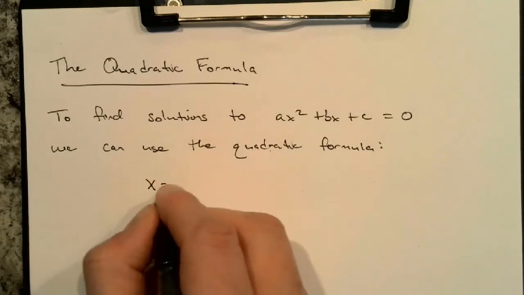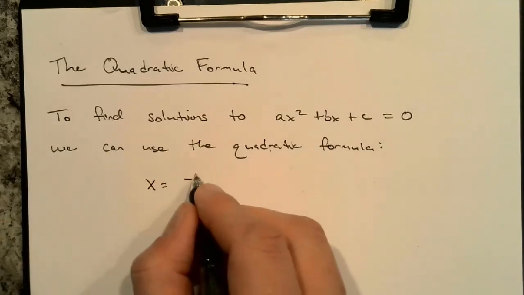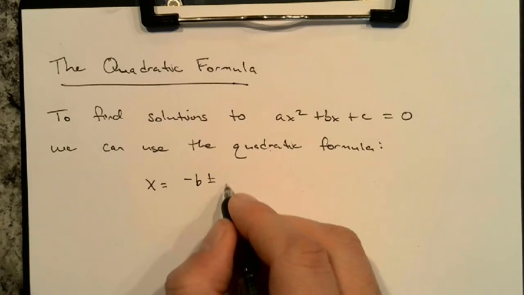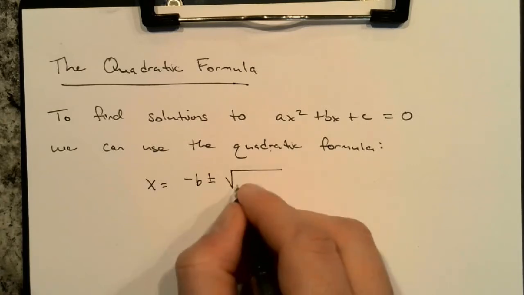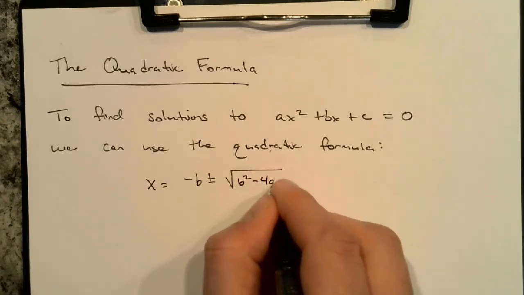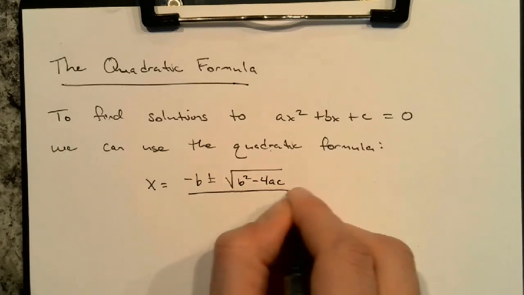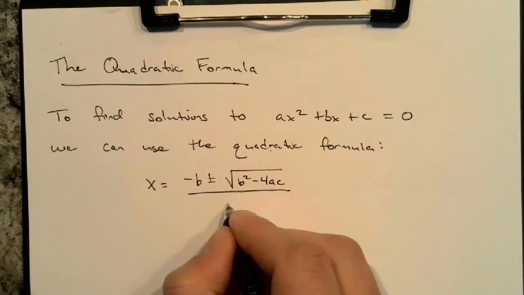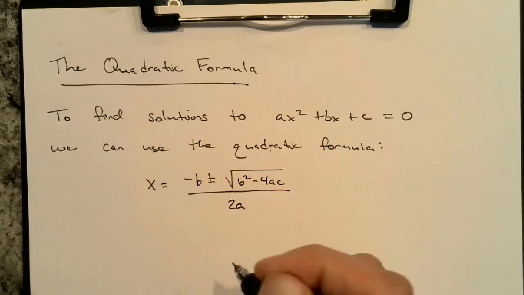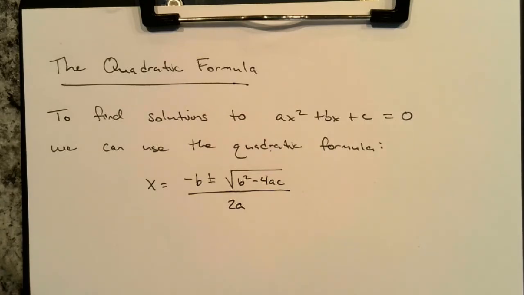We end up with x equals, and the formula says we have negative b plus or minus the square root of b squared minus 4ac. That entire thing is over a denominator of 2a. So that's how you find solutions.